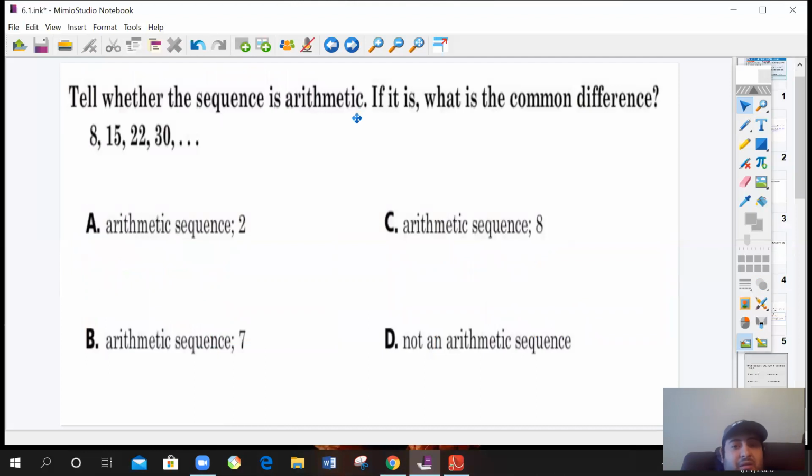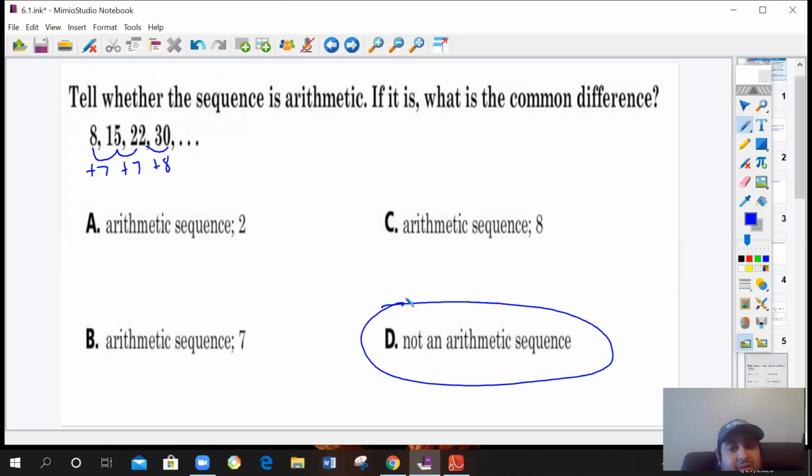Tell whether the sequence is arithmetic. If it is, what is the common difference? So from here to here, we have plus 7. And from here to here, we have a plus 7 again. And from here to here, we have a plus 8. Since there's no common difference, it's not an arithmetic sequence. Okay.